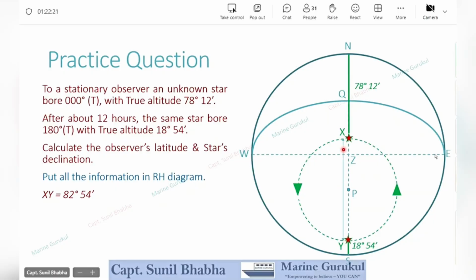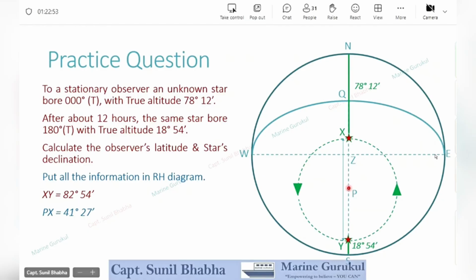Now this XY is the diameter of the declination circle. If you divide it by 2, you will get the radius of this declination circle. So 82°54' divided by 2 gives you 41°27'. So this 41°27' is the radius of this circle, which is equal to PX or PY. So the polar distance of the star, P to X, is the radius of this declination circle.